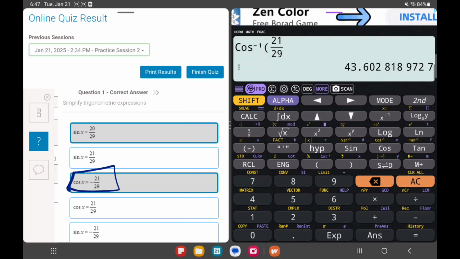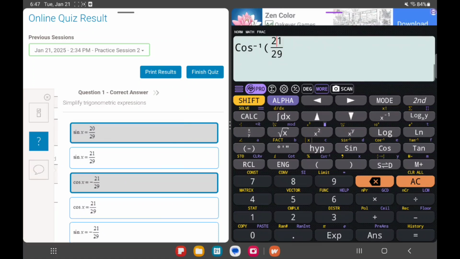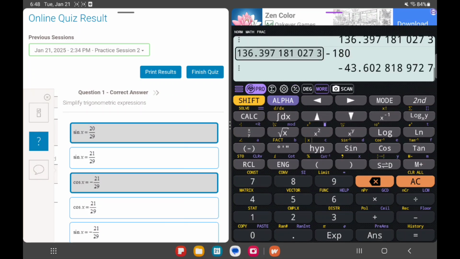Cosine negative 21 over 29, and that's why I told you to skip it, because if you do cosine negative 21 over 29, I can show you, you'll get a different number. But if you do 180 minus the answer, you'll get 43.6, negative 43.6. That's how you have to think of it. Cosine will always be negative, and it will be the supplement of the answer you're going to get.